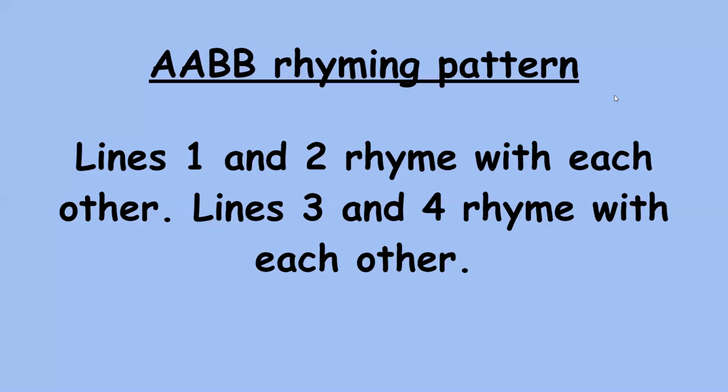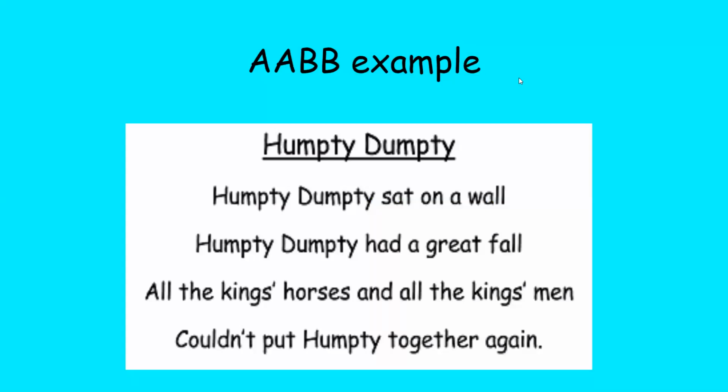The first rhyming pattern I'm going to show you is the AABB pattern. This is where lines 1 and 2 of the poem rhyme with each other, and lines 3 and 4 rhyme with each other. Here's an example. You probably all know this one.